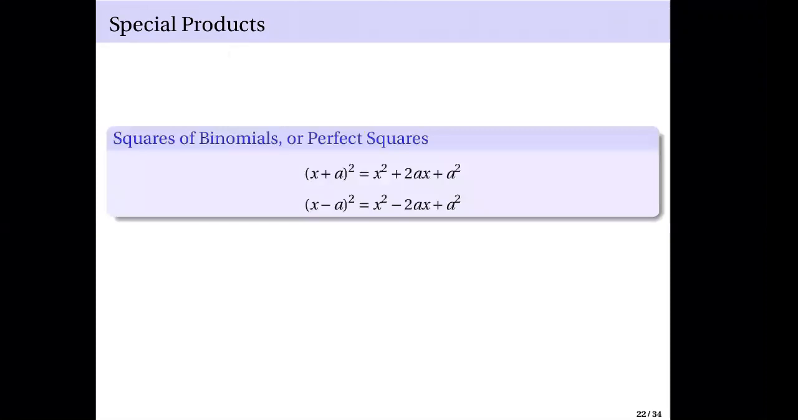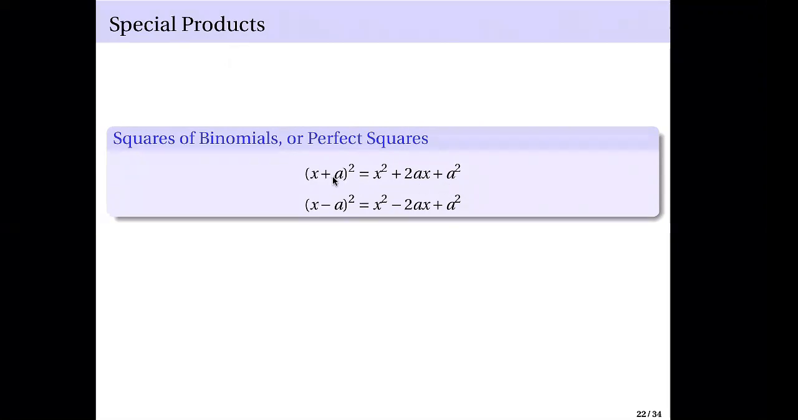So now let us consider special products. The last two examples that we just did, you can simplify the solution using these special products. Squares of binomials, or what we call the perfect squares. There is a formula in here.